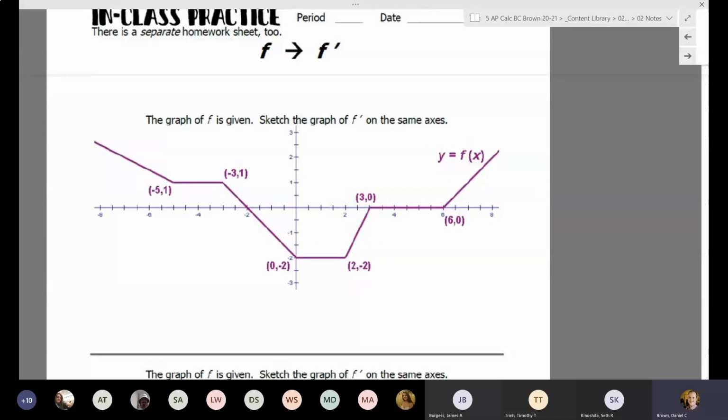So looking at this problem, this is the graph of f. So this is like the original function. And I want to sketch a graph of f prime. I literally want to draw a graph of what all these derivatives look like.